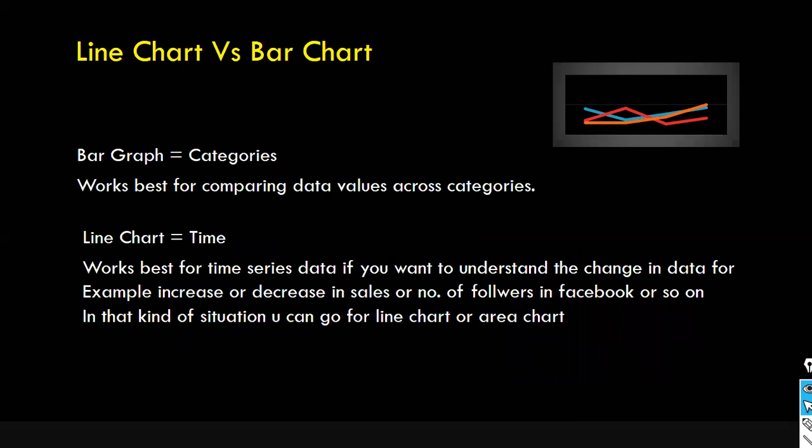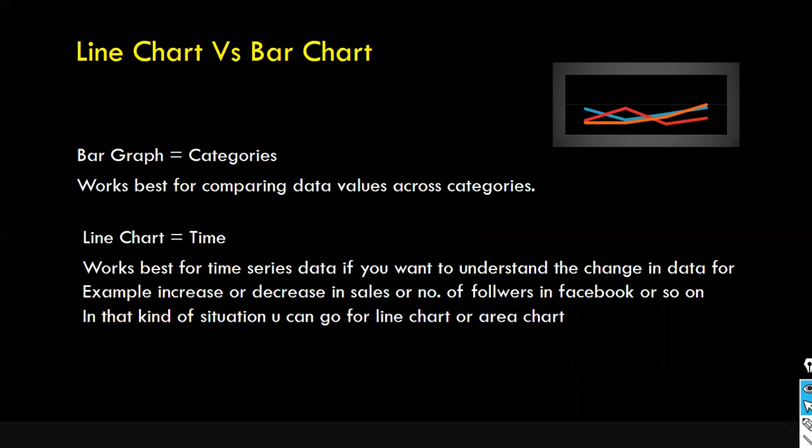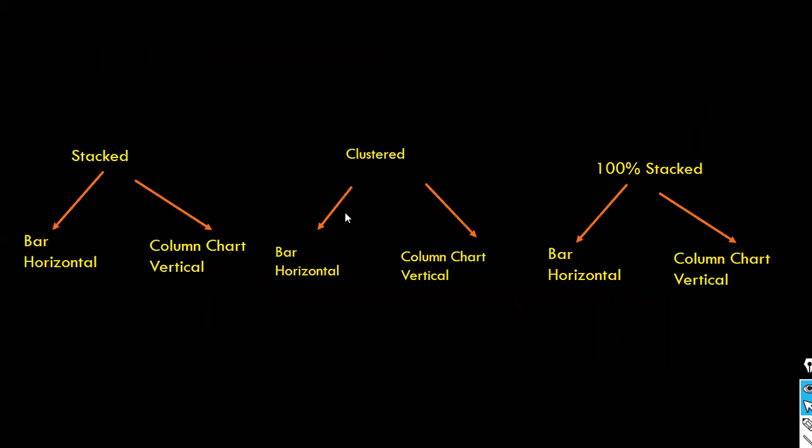So the bar graph is meant for categories. Remember this. Whether it's a bar graph or a column graph, a column chart or bar chart is meant for categories, whereas a line chart is for time series. It works best for comparing data values across categories, whereas the line chart works best for time series data, to track changes over a period of time. In that kind of situation, you can go for that.